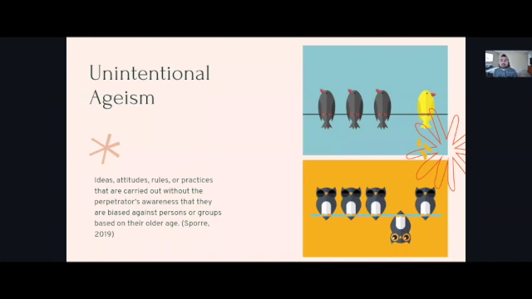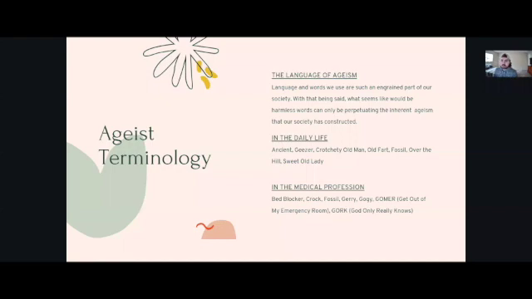And I think while this one is the most common that would happen just based off of it being an implicit bias, it's also, I think, the one that we can more readily correct and fight against than some of the other ones. So, now, kind of moving beyond the four different types of ageism, we move into ageist terminology.